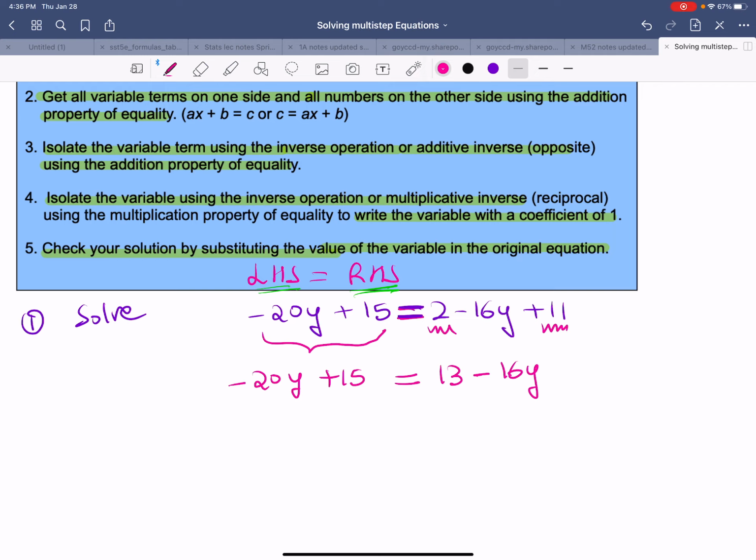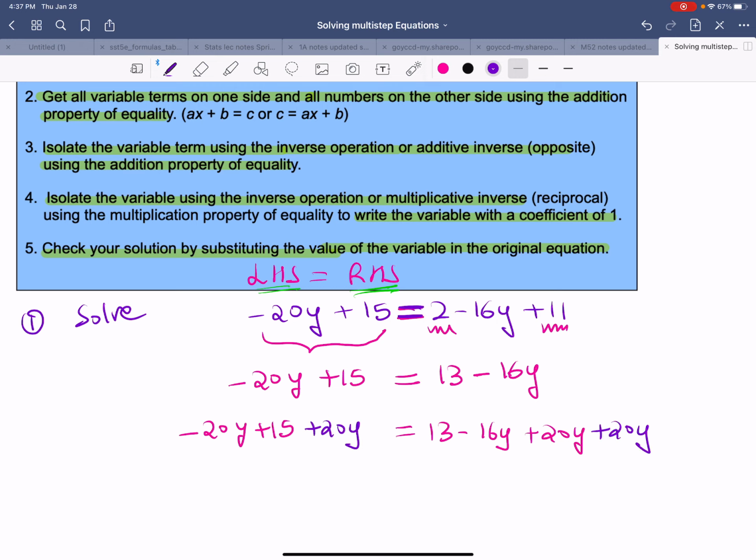I prefer taking them to the side where my variable will have a positive coefficient. So if I bring the variables to the left-hand side, I would be adding 16y to both sides. If I take the variables to the right-hand side, I would be adding 20y to both sides. So in this case, I'm going to choose to take variables to the right-hand side. That will leave me with a positive coefficient for y. So I'm going to add 20y to both sides. Okay, so that's plus 20y.